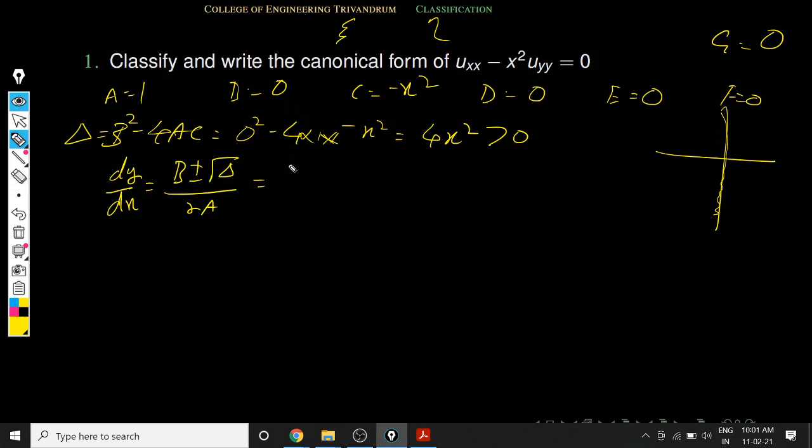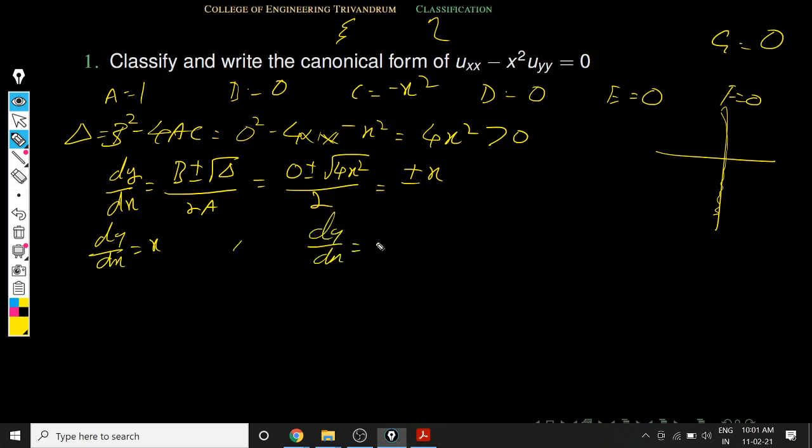So what is b? b is here 0, plus or minus square root of 4x square by 2a, that is 2. This is 2x, so 2x by 2, that is x. So plus or minus x. Now we have two differential equations, dy by dx is equal to x and dy by dx is equal to minus x. By solving these two equations we get the characteristics.